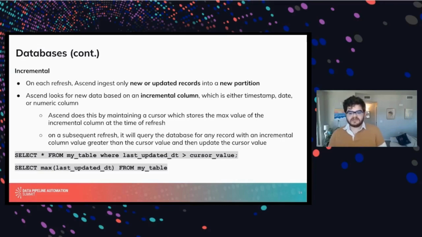The way we do that is we're actually storing a cursor within Ascend that keeps track of where we are within that table, of which records we have already pulled in and which ones we need to pull in.